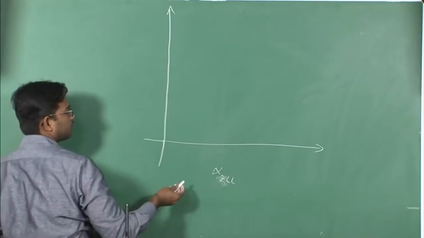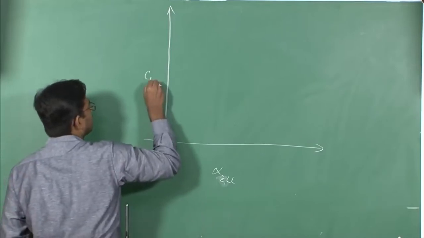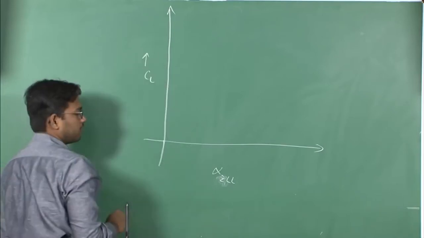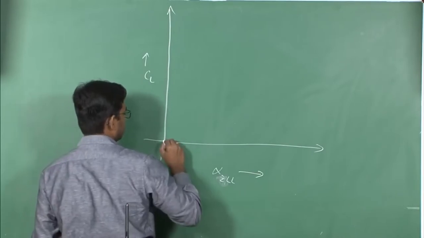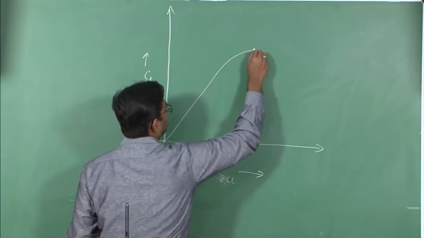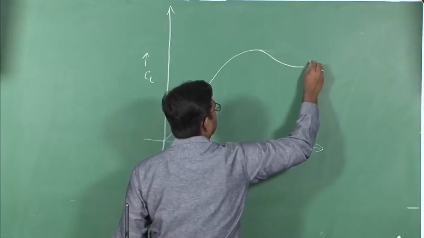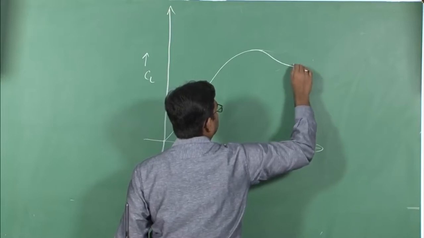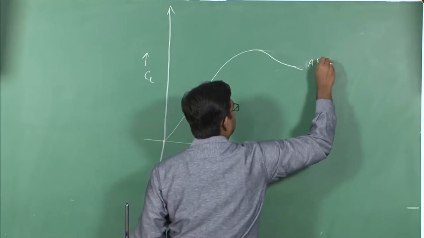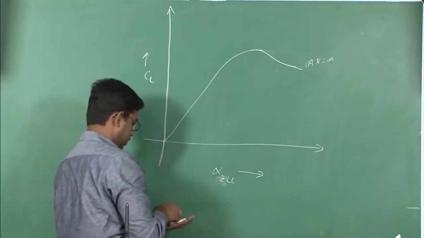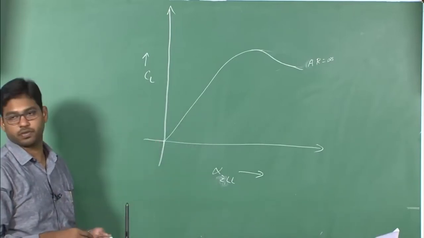Let us say this is your zero lift line. Angle of attack is defined with respect to the zero lift line of an aircraft, and say this is your CL, the y axis represents your CL variation and alpha is along the x axis here, right. This is for aspect ratio infinite, right. Say this curve represents the variation of lift coefficient with angle of attack for an aerofoil, right.